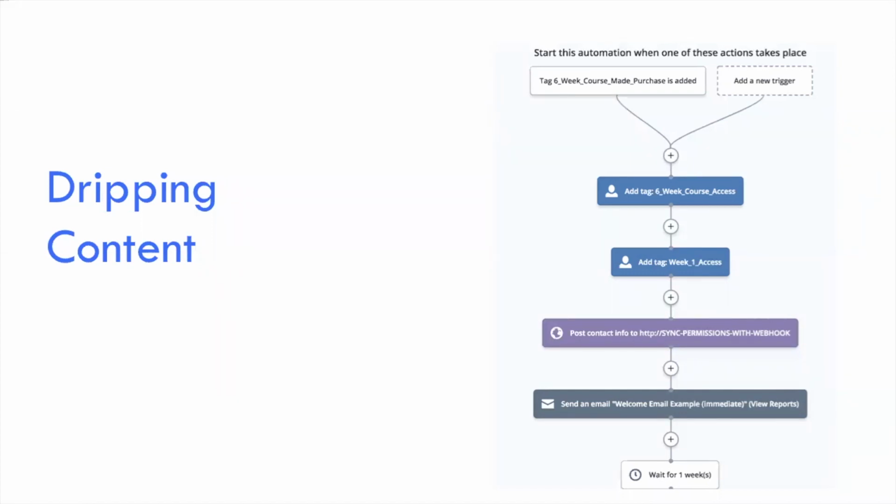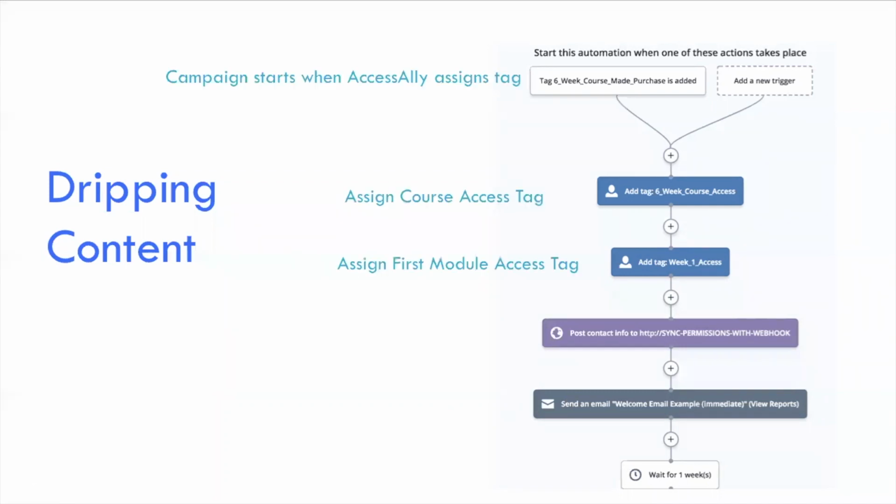It stopped. So what happens next? There is the wait block. So you wait for 1 week, and the rest looks exactly the same. So after 1 week, add tag week 2 access will happen. Again, there is going to be a synchronization with the website. And then, of course, it's optional. You can send an email. Your next module is ready.